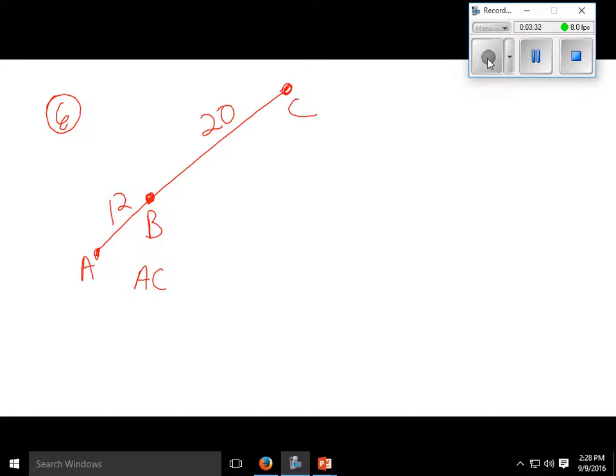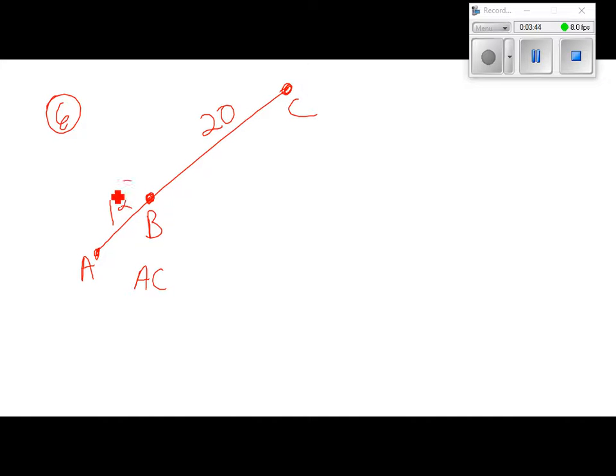Number 6, sorry. That last one was number 5, not number 4, I think I said. Number 6, we got this segment, and we're just going to use the segment addition postulate. And we know that this segment plus this segment should equal the whole thing. So 12 plus 20, and that means AC is 32, and that's letter D.